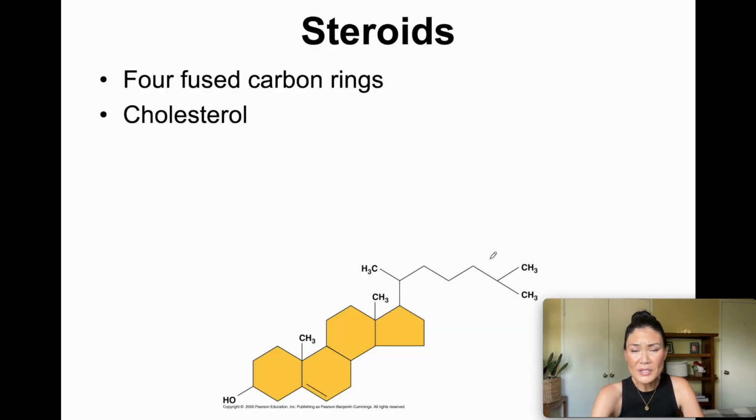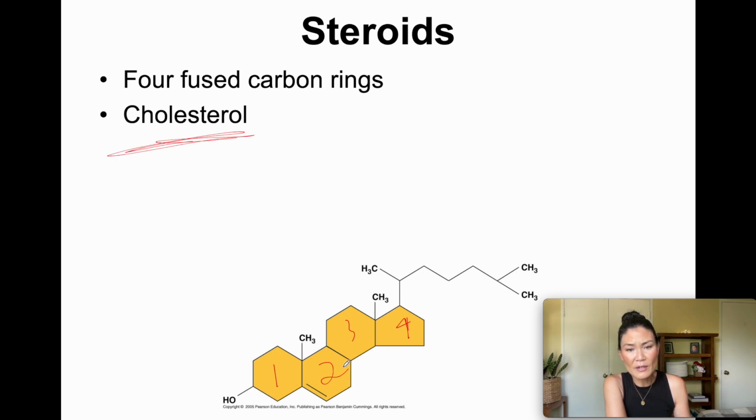The third type of lipids are called steroids. Steroids have a very obvious structure: 4 fused carbon rings. This is carbon ring number 1, 2, 3, 4. Actually, this is a molecule of cholesterol, and you might be thinking, I thought steroids are like hormones.